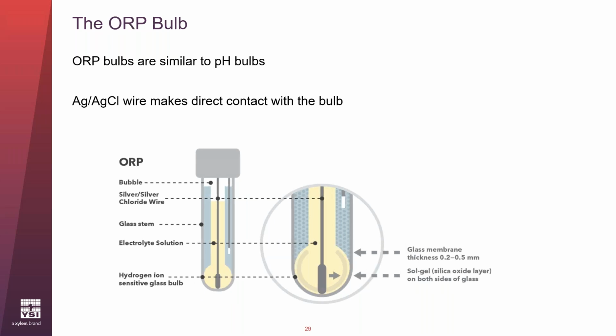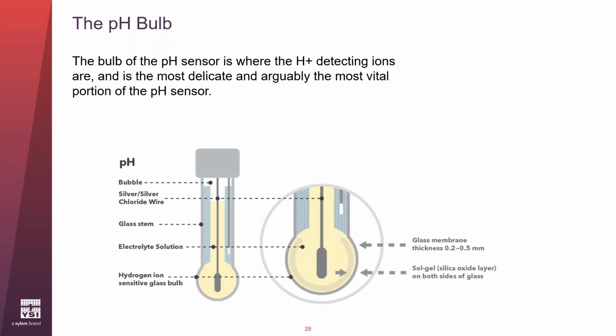ORP bulbs are very similar to pH bulbs. All the internal components are essentially the same. If you have a combo pH ORP probe, very common, then this is the smaller bulb. Unlike pH, the silver chloride wire makes direct contact with the bulb, allowing electrons to flow into and out of the bulb to generate a potential. So you can think of it almost as shorting out one of the other potentials to get direct access to the electrons for an ORP bulb. Otherwise, all those internals are almost exactly the same.